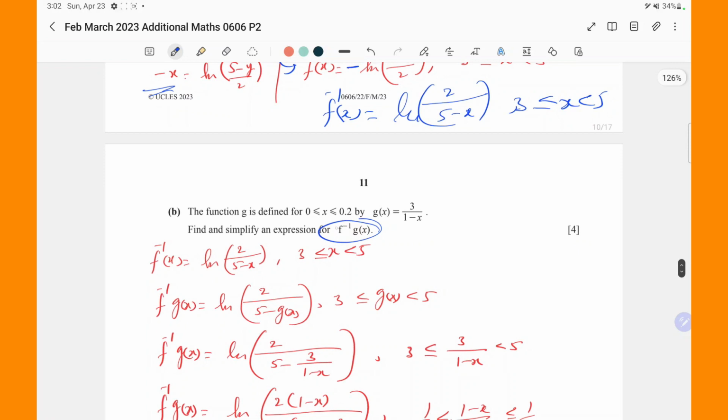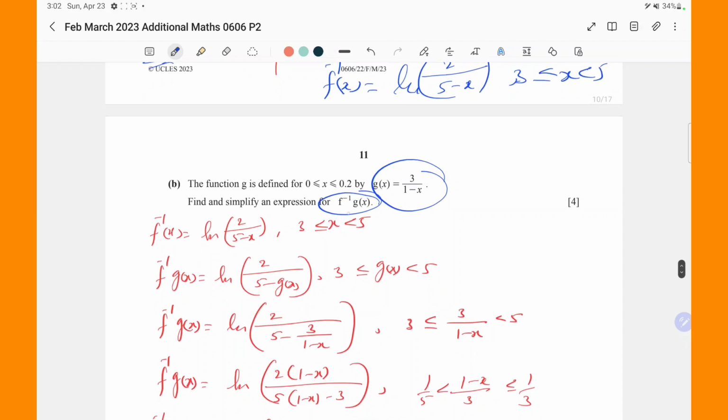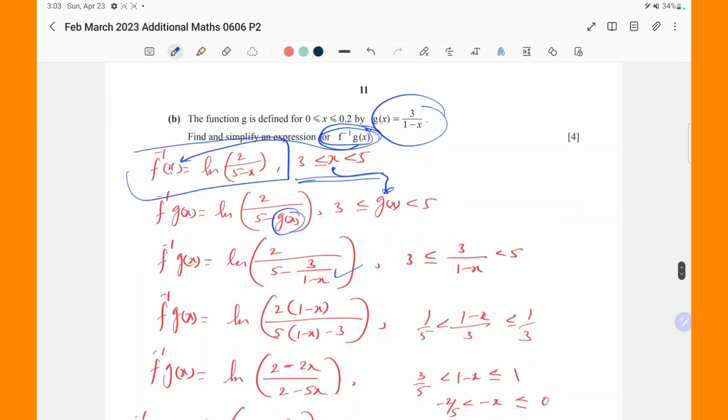Okay, the function g is defined where domain is 0 to 0.2 and gx is 3 over 1 minus x. So f inverse gx. So f inverse x is ln 2 over 5 minus x, where x is 3 to 5. Just convert x as gx. So f inverse gx is ln 2 over 5 minus gx, and this x also has to be gx. So gx is 3 to 5. So f inverse gx is ln 2 over 5 minus, and then this gx is 3 over 1 minus x.